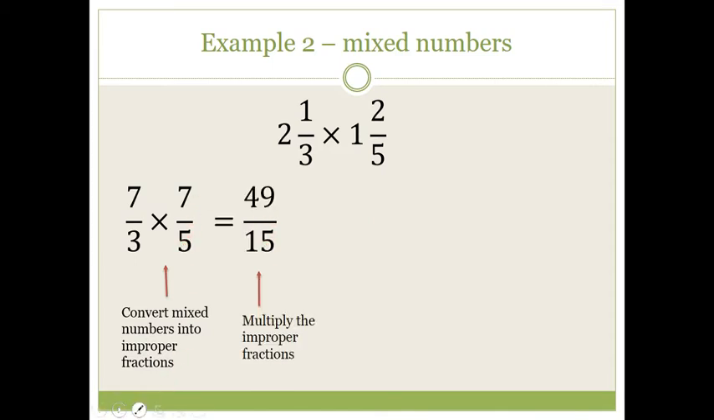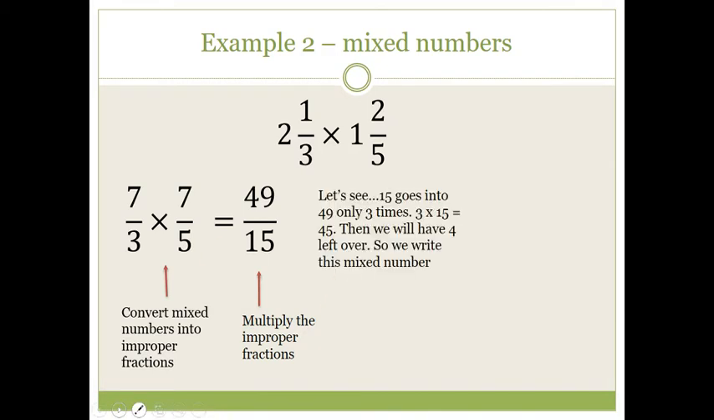Nice thing about doing multiplication and division is we don't need a common denominator. I can just multiply straight across. So 7 times 7 is 49 and 3 times 5 is 15. Okay, so now I notice again that we have another improper fraction, so I want to convert this back into a mixed number. So to me, I simply ask myself, how many times is 15 going to go into 49?